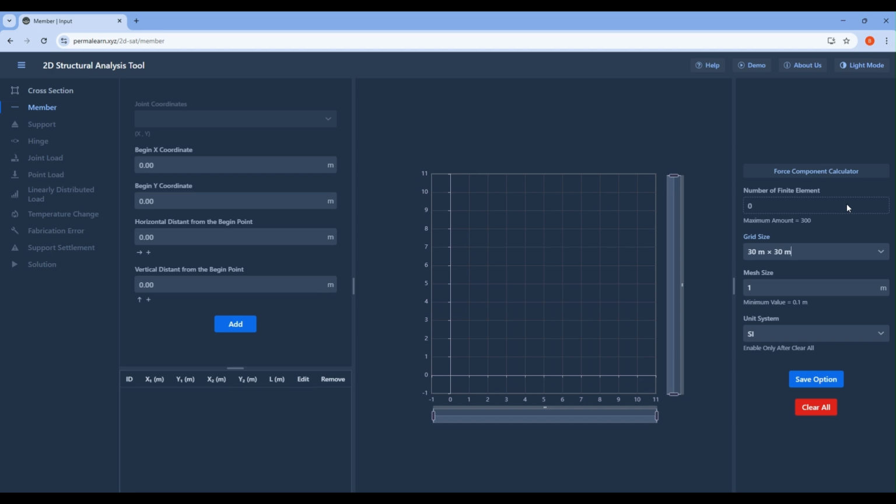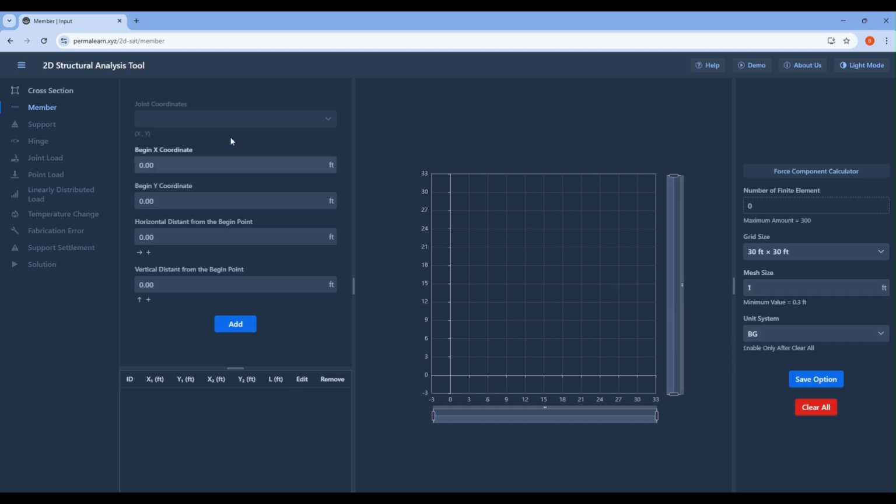And there are two unit systems, which are SI unit and BG unit. The SI unit refers to the units that have meter, Newton, kilonewton, and the BG unit has feet, inch, and kip. So I change it to BG unit, and then I click the Save option. After you change this, don't forget to click the Save option. And another reminder, do not click this refresh or clear all, because it will clear all your structural members and also the settings.